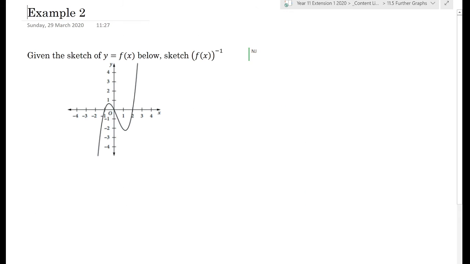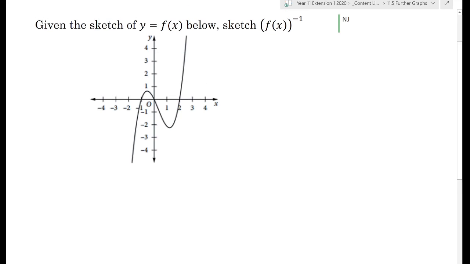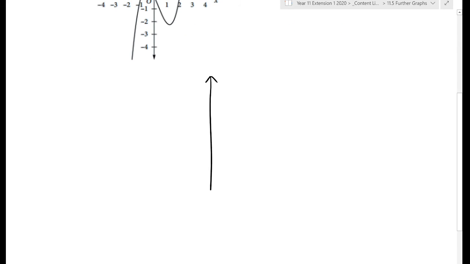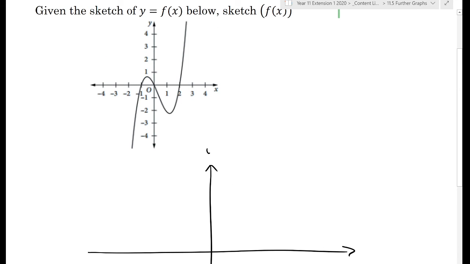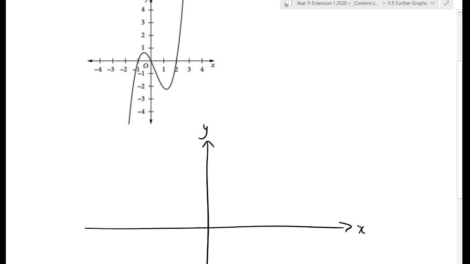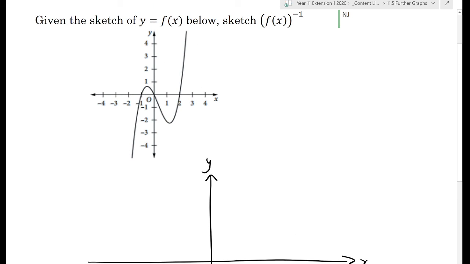Example 2 is a bit easier, thankfully. Well, I think it's a bit easier anyway, because it's actually just sketching the reciprocal. So we're given a function, we just have to sketch the reciprocal. You can go back to the other side and check the steps, but I'm going to do it really quickly, the way that I would do it, just straight up. So we look for the zeros first.